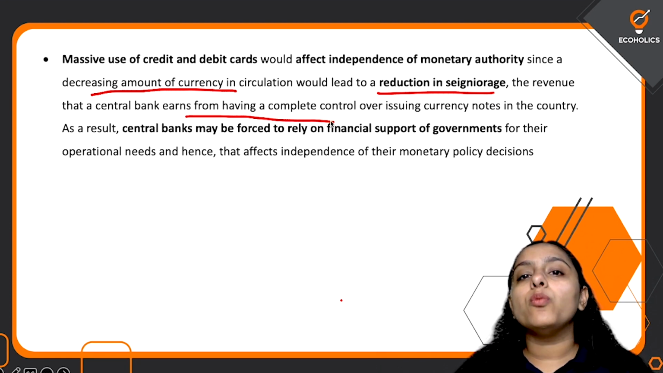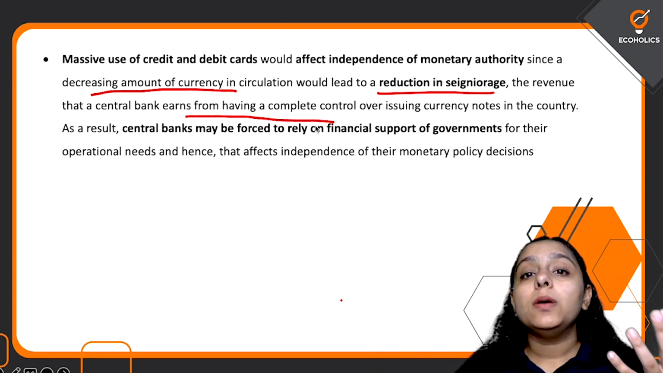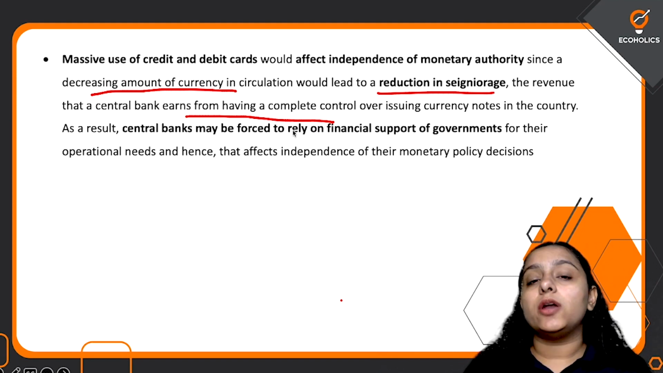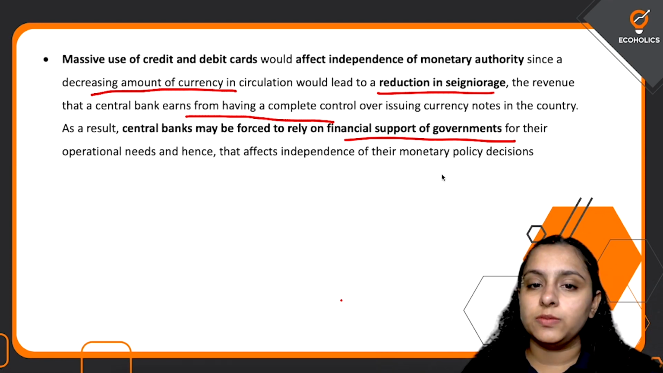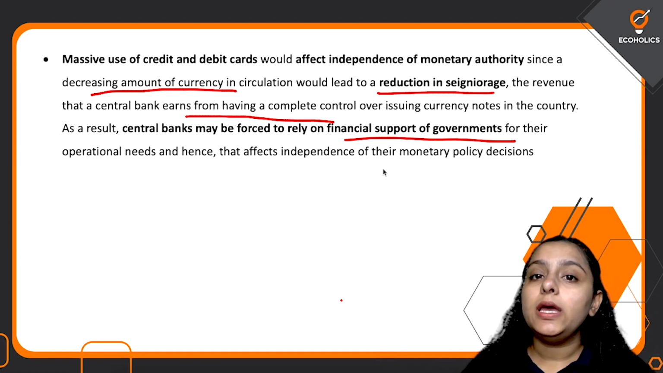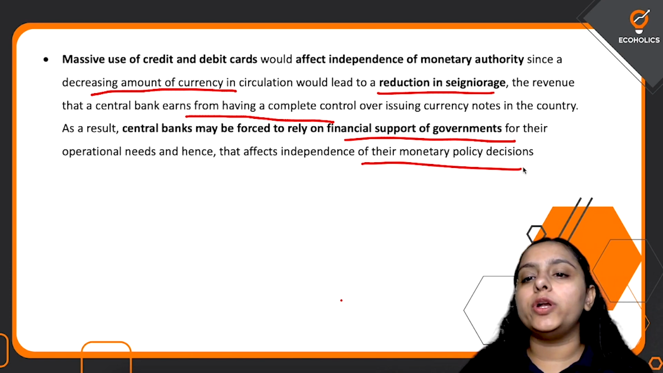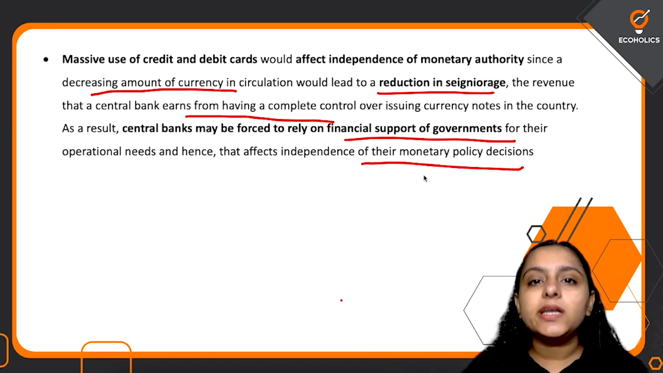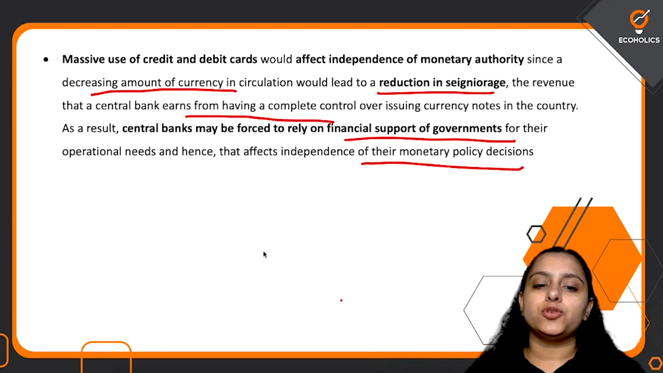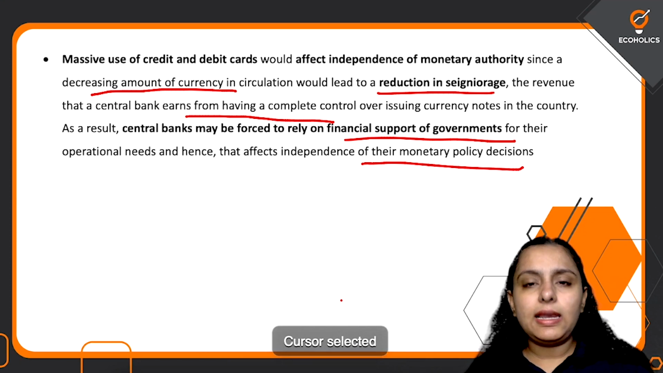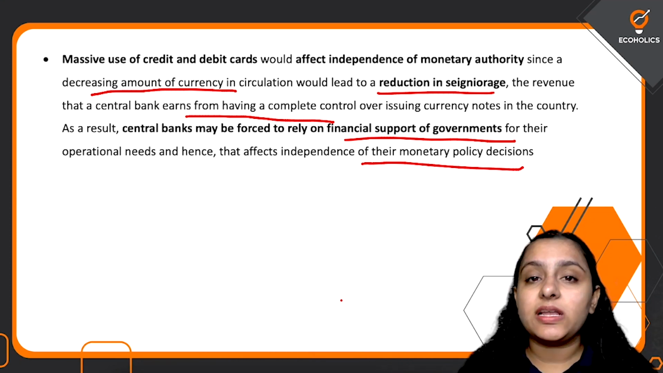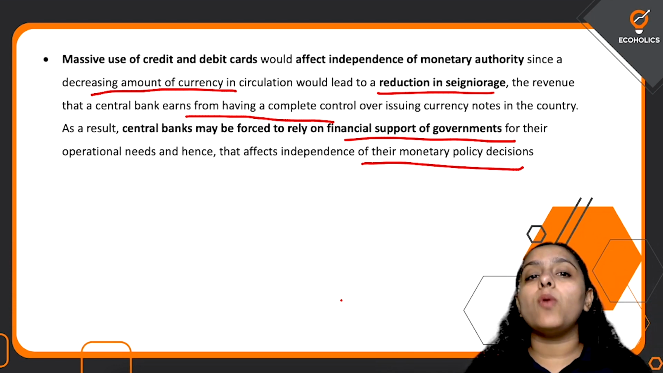So now the central bank will have to be dependent on the government for their needs because they are not earning the same revenue. So they have to take financial support of governments. Therefore, if they are taking help from the government, their monetary policy decisions do not remain independent. They will be intervened by the government. So that is a major cause. You can elaborate this point by presenting more reasons why this would happen. So that's how you had to answer this question.